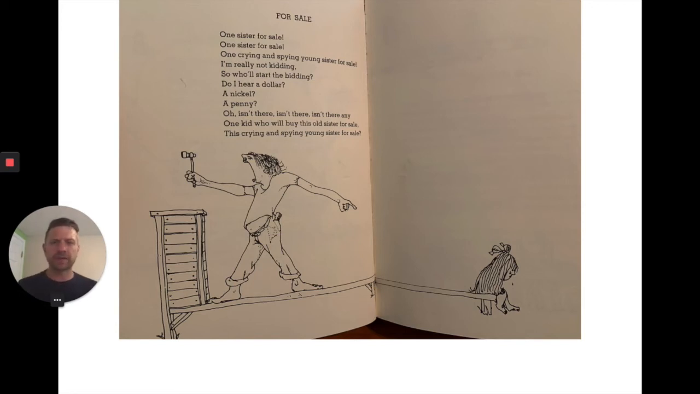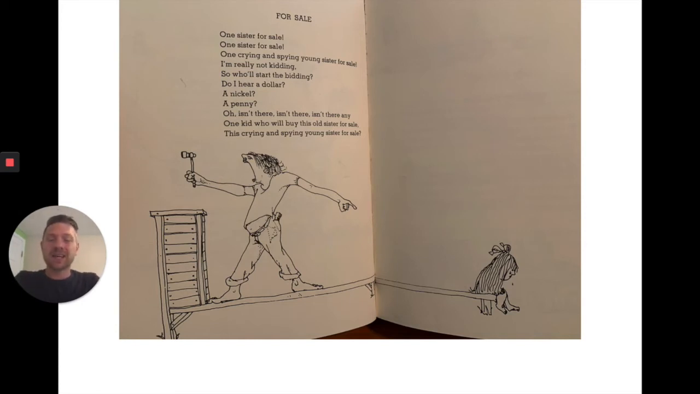How many of you have felt like that? If you have a sibling, I'm sure you can relate. So first, let's figure out who the speaker is. I don't think the speaker is just the auctioneer or the salesperson here, right? I think that salesperson is this girl's either big brother or big sister. Maybe big brother based on the picture there.